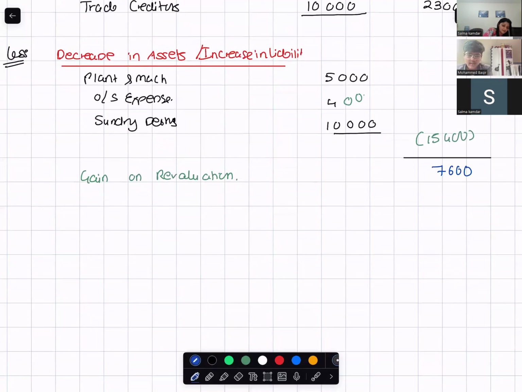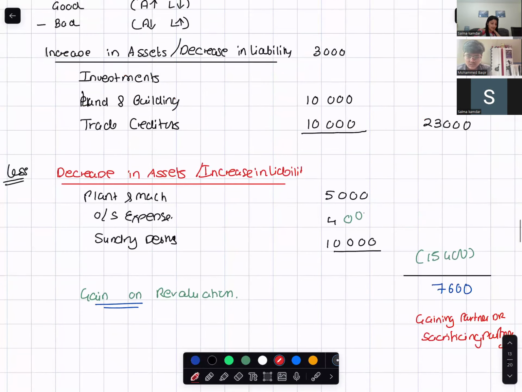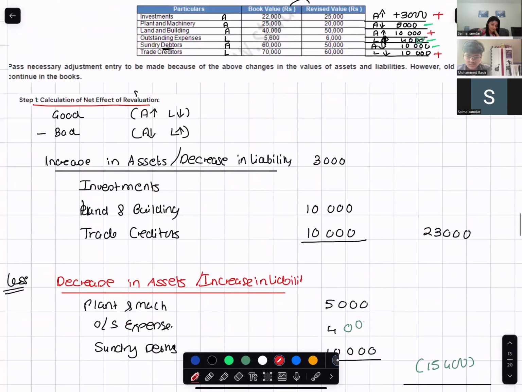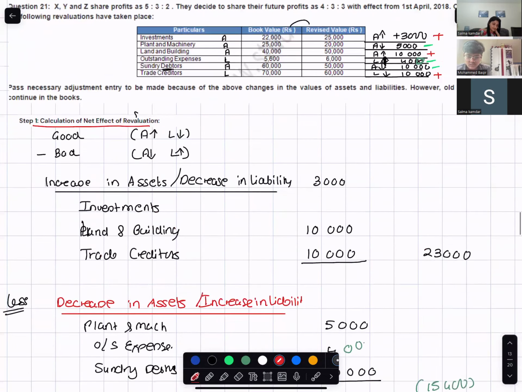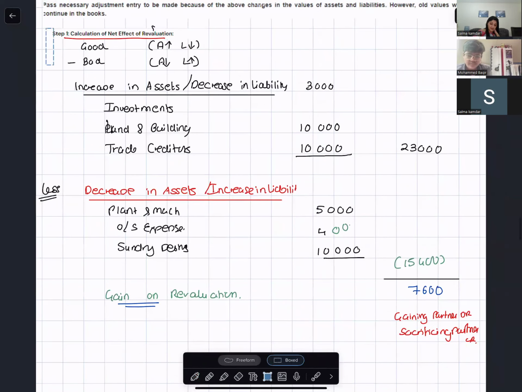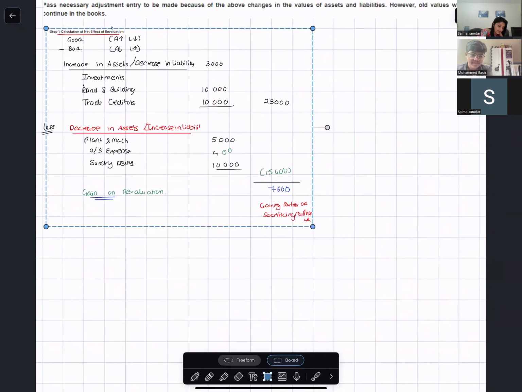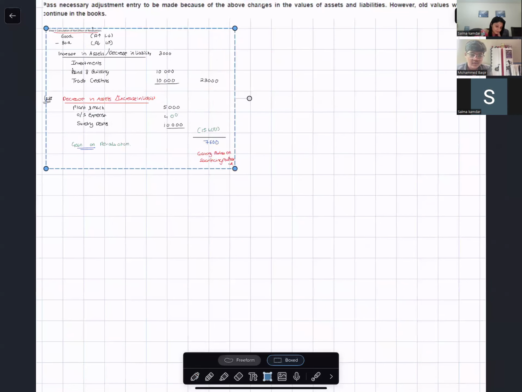If it's a gain on revaluation, the journal entry that you pass for giving the effect of this is: gaining partner debit and sacrificing partner credit. So for this, I need to find out who is the gaining partner and who is the sacrificing partner. Are you with me? Since I need to find out who is the gaining partner and who is the sacrificing partner, what will I do?